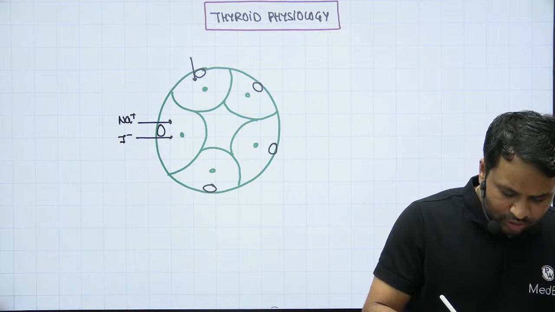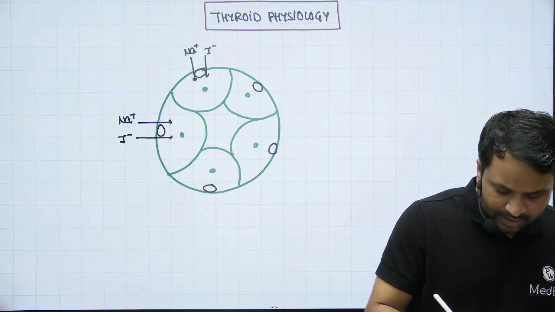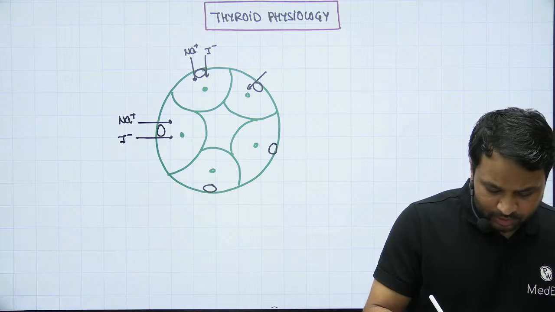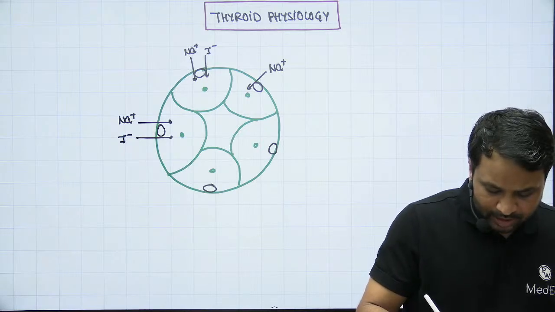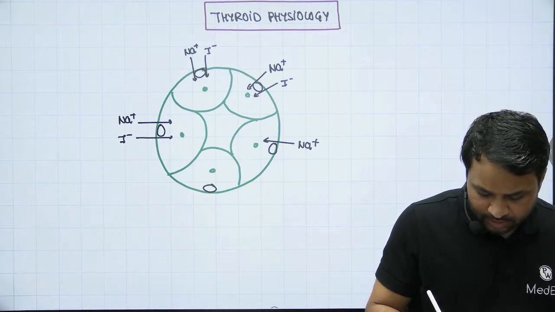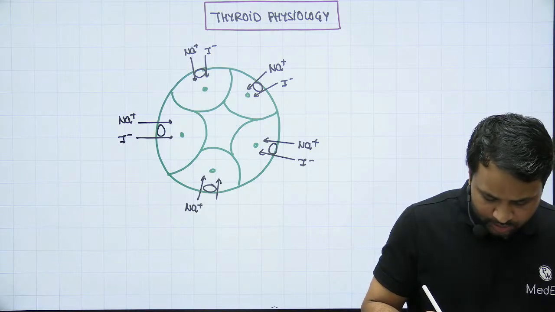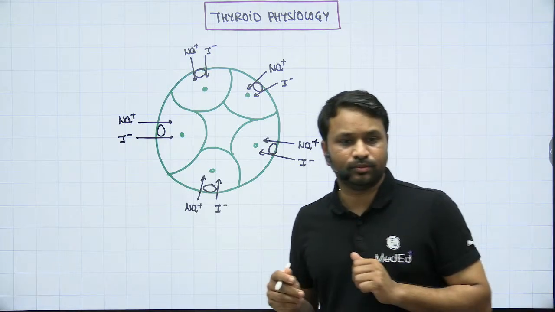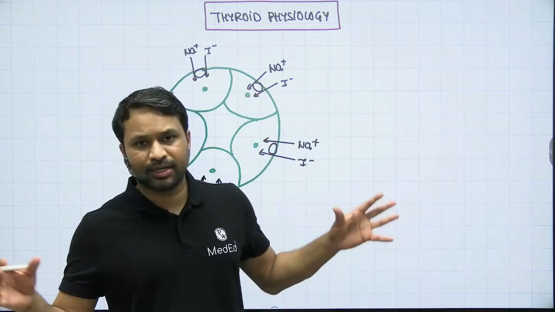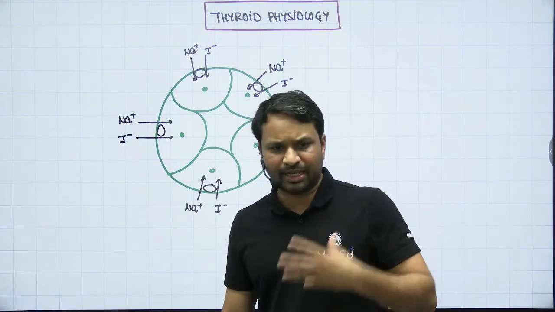So the basic job is that whenever the iodine is brought to the thyroid follicle, it has to be absorbed into the follicular cell for synthesizing T3 and T4. It is the sodium iodine symporter that is going to bring the iodine into the follicular cell. So let's say you have taken up the iodine.